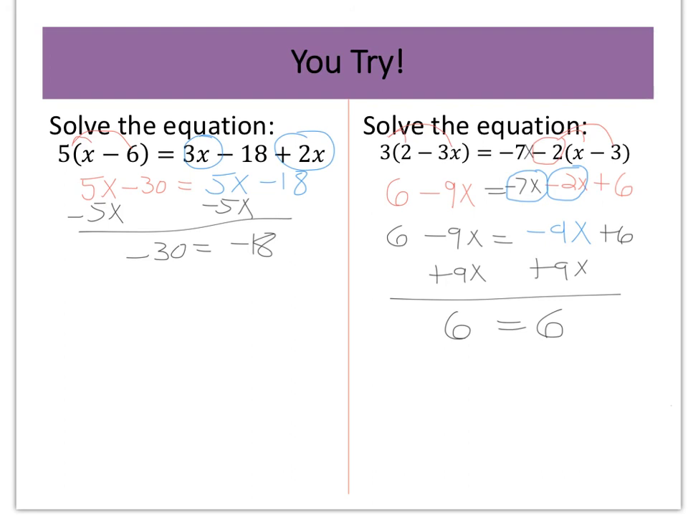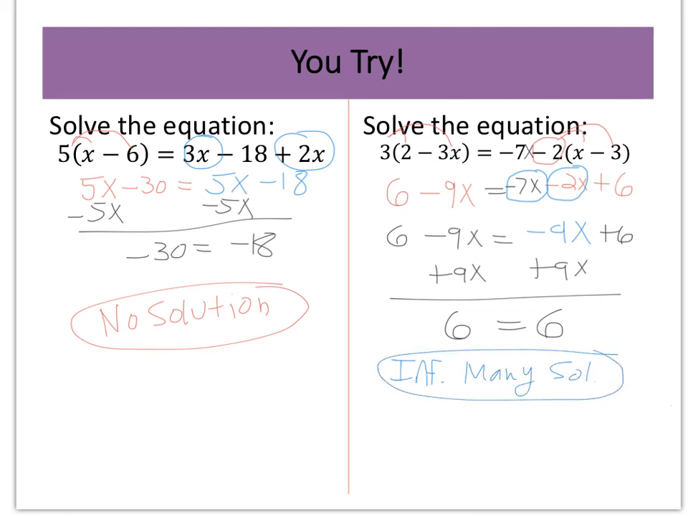All right, so I see here that negative 30 equals negative 18, and I know that that's really never true. And so the answer here is no solution. And I see here that 6 equals 6, and I think that's always a true statement. And so I'm going to say there are infinitely many solutions. I'm going to abbreviate solutions, and your answer here is infinitely many solutions.